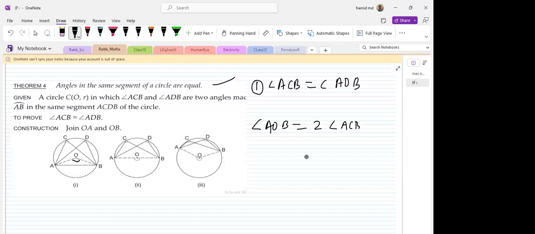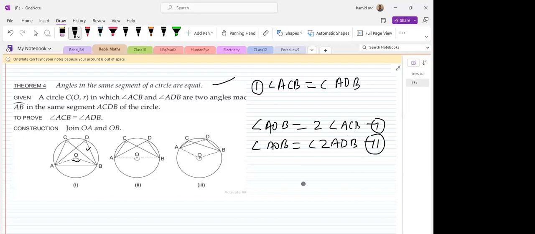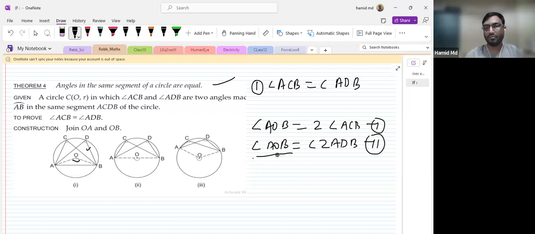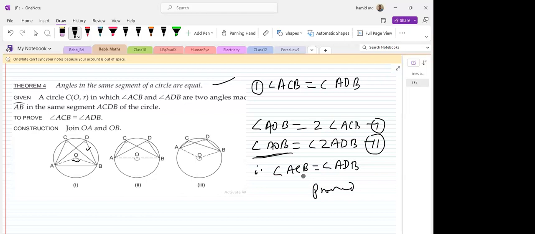Okay, this is statement 1. Similarly for this triangle, angle AOB is equal to twice angle ADB. Do you know it from the theorem? Yes, sir. So see, the left hand side is equal. So what will we get? Angle ACB equals angle ADB. Proved.